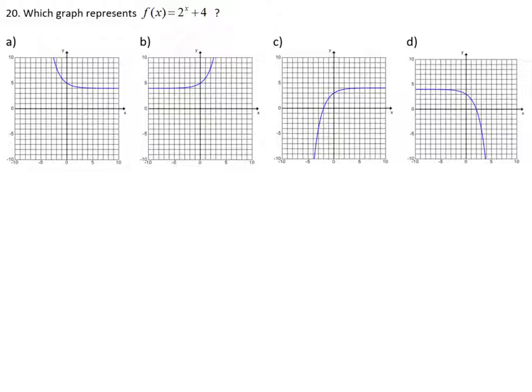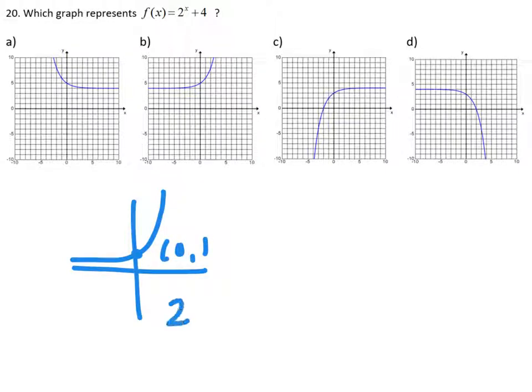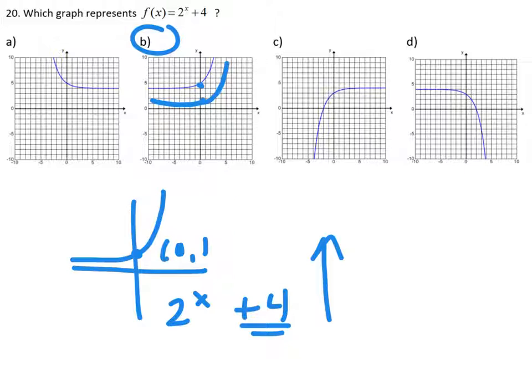Here again, we just need to know what the parent function looks like. The parent function looks like this. Goes through the point 0 and 1. And the parent function is just 2 to the x. So when we add 4, we know that that just means everything slides up 4. So this guy here that used to be here has gone up 4, so B happens to be the answer here.